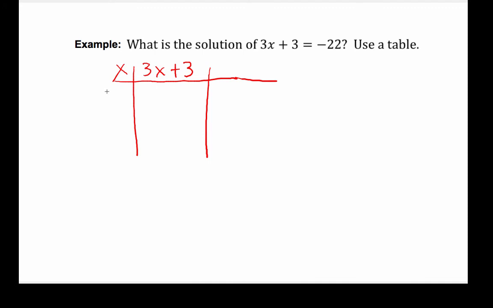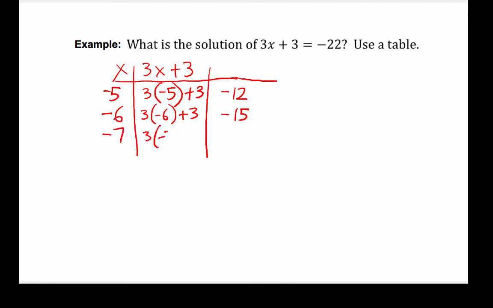So let's just start off with negative 5. If x is negative 5, our expression looks like this. 3 times negative 5 is negative 15. Negative 15 plus 3 is negative 12. Not negative 22. If x is negative 6, 3 times negative 6 plus 3. 3 times negative 6 is negative 18. Negative 18 plus 3 is negative 15. If x is negative 7, 3 times negative 7 plus 3. 3 times negative 7 is negative 21, plus 3 is negative 18.